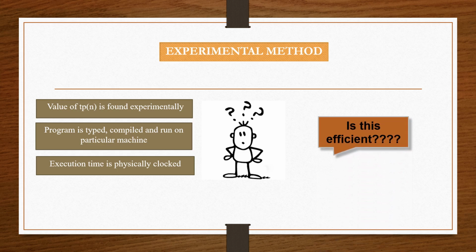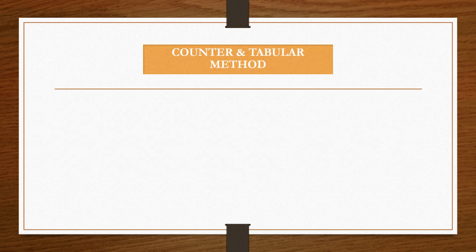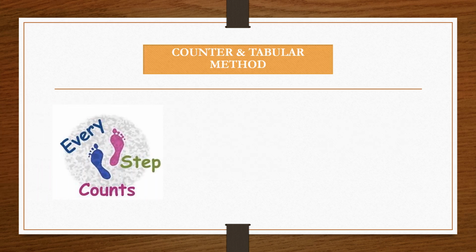It means we are observing with a physical clock how much time it takes to compile and execute. Is this an efficient method to find the time complexity? Every time we cannot hold the watch and see how much time it requires for compilation and execution. So it is not an efficient method. So we move on to the counter and tabular methods.